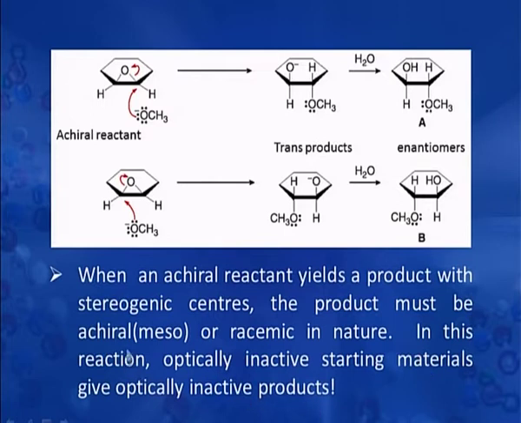I will elaborate upon this point with the help of this example. You can see here this 1,2-epoxy cyclohexane is achiral. Similarly, methoxide is achiral. When there is no optical activity, how come we can get optically active molecules here? And we are getting them in the form of a racemic mixture or meso compound. In this particular case, we are getting equal amounts of dextro and levorotatory enantiomers, and that is why we say that we are getting a racemic mixture here.